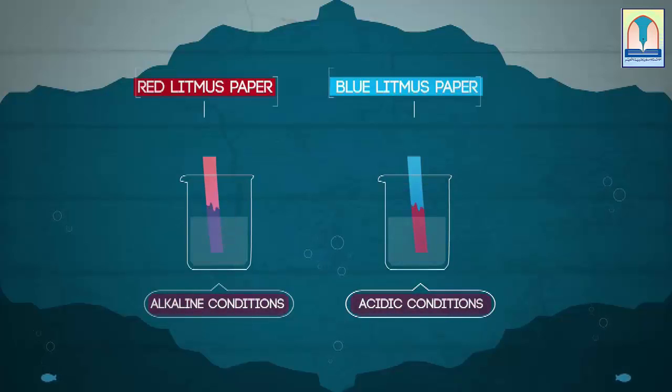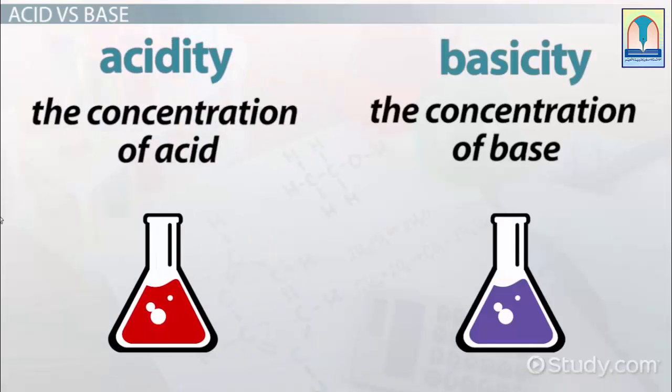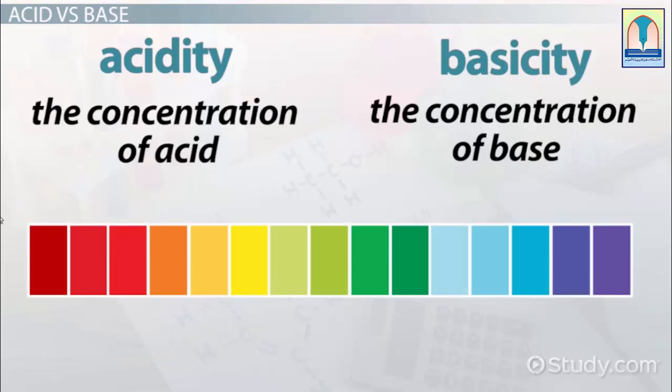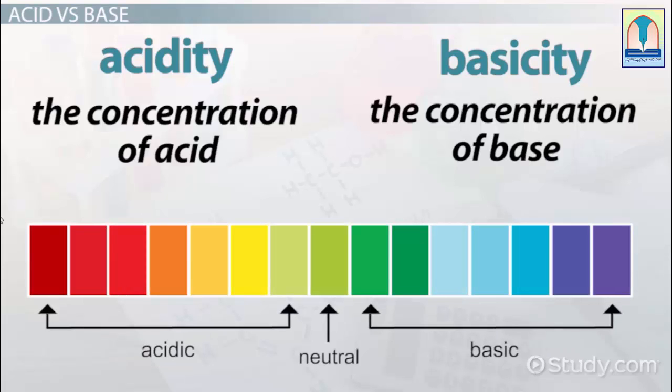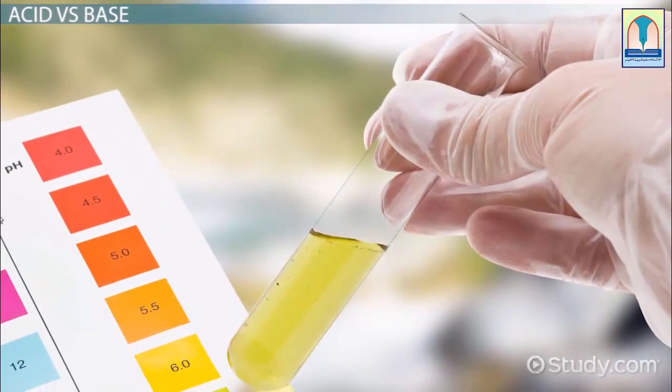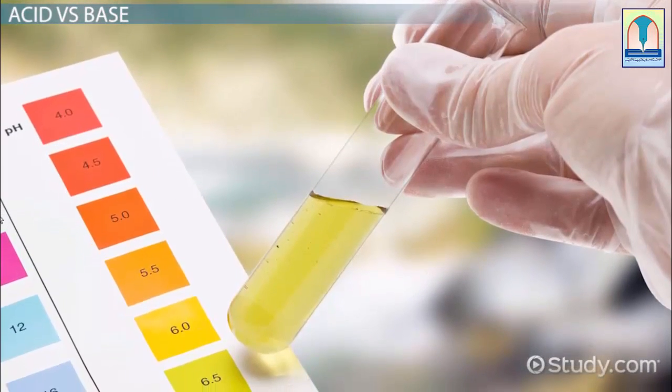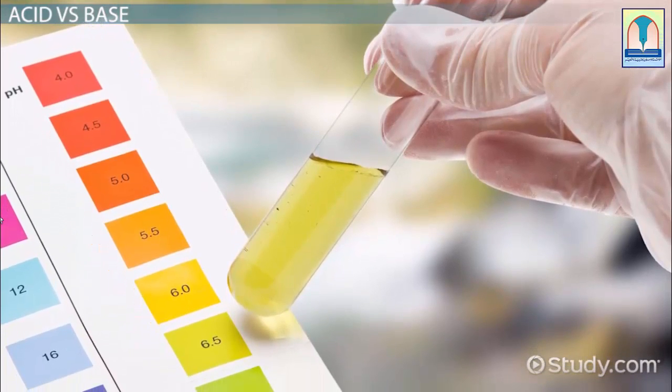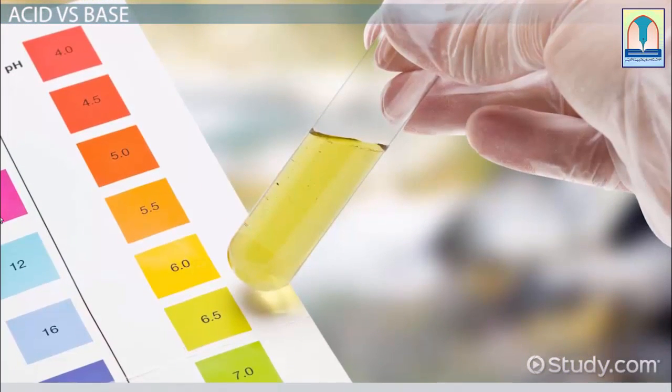But how can we know the degree of the strength of an acid or base? The acidity of a substance represents the concentration of an acid, and the basicity represents the concentration of a base. The strength of the acidity or basicity is measured using a pH scale. pH is a certain numerical value assigned to a solution. But what is pH?